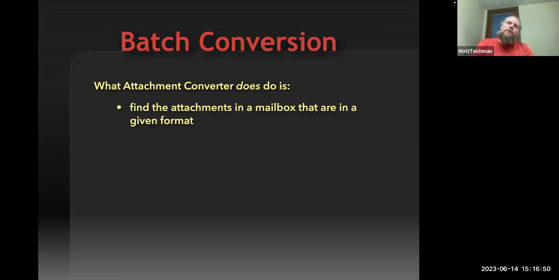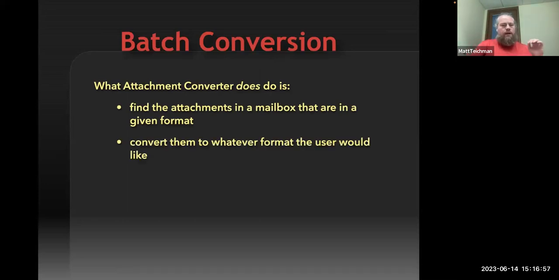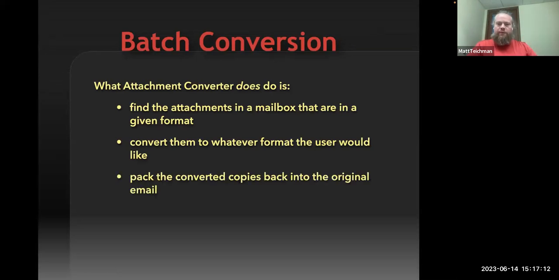So the responsibilities of attachment converter specifically are, we're going to go through the mailbox, we're going to find all the attachments that are in format X. Then we're going to call out to other applications that are installed on your machine to do the specific conversions. And then every time one of those applications gives us a file back, we're going to take the file and put it back into the original email. So it's really going through the mailbox, finding everything, and then every time it uses another utility to convert something, taking the result of that and putting it back in the original email. That's what attachment converter does.